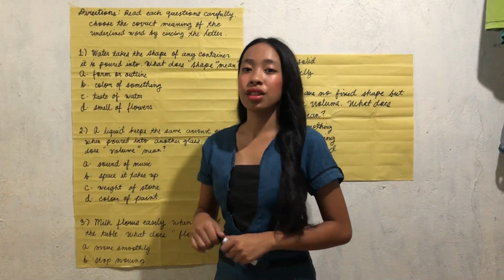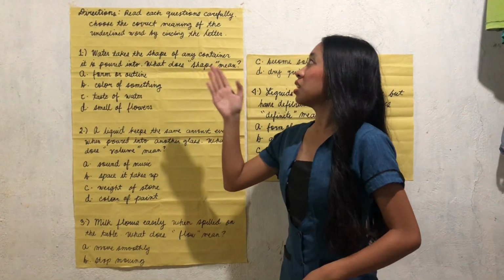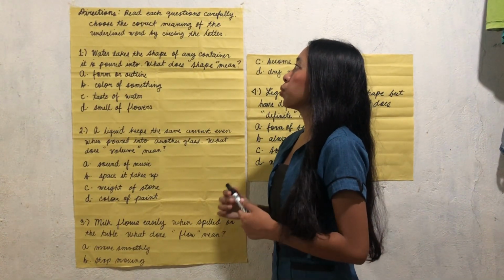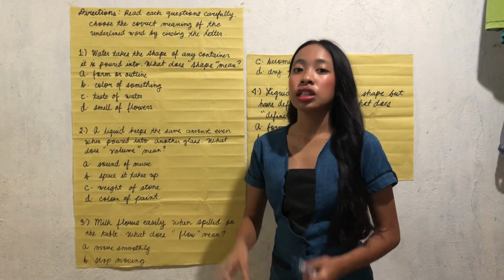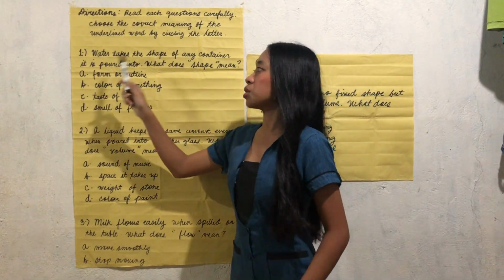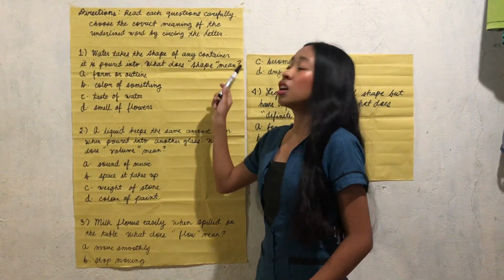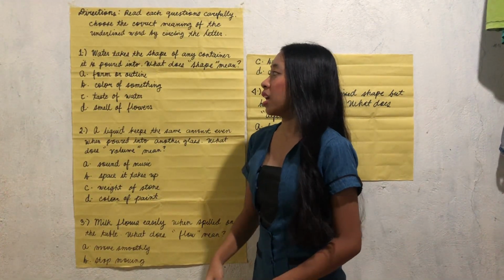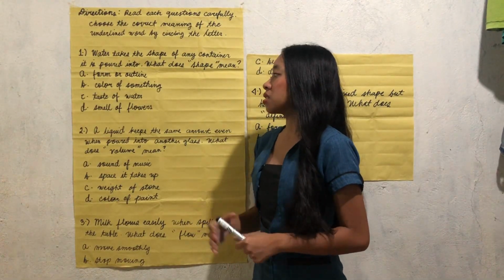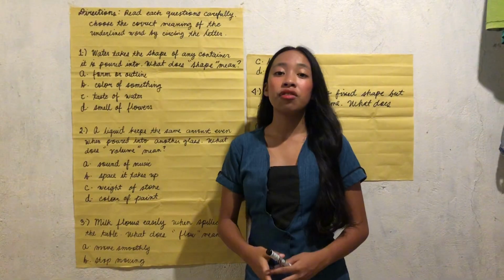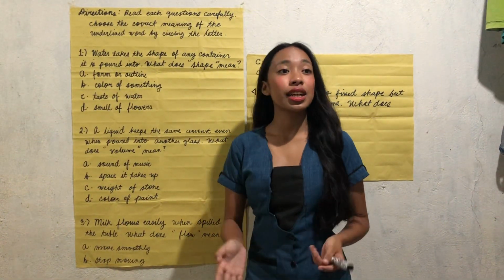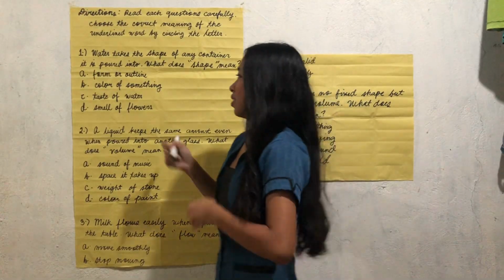Now let's answer this. Directions. Read each question carefully. Choose the correct meaning of the underlined word by circling the letter. Number 1. Water takes the shape of any container it is poured into. What does shape mean? A. Form or outline. B. Color of something. C. Taste of water. And D. A smell of flowers. What is the answer of number 1? Letter A. Very good.